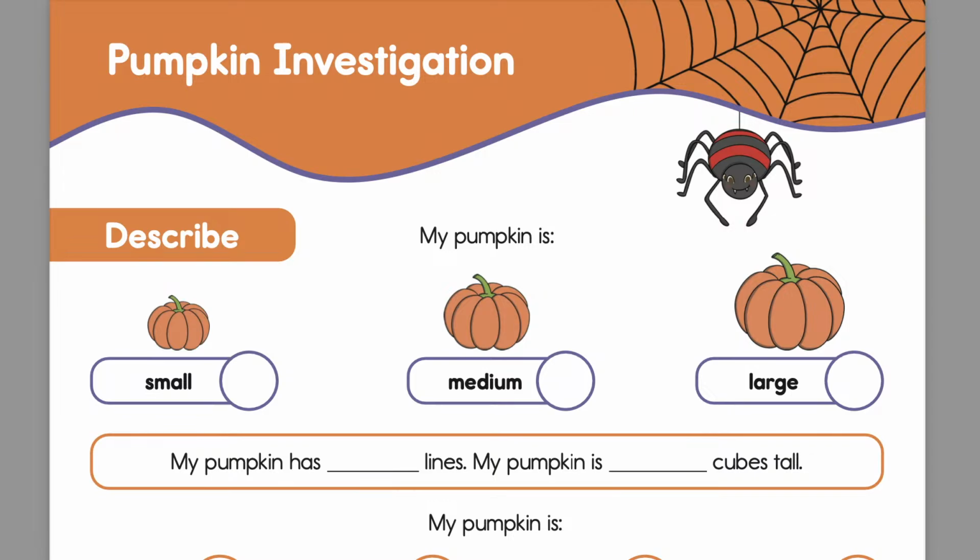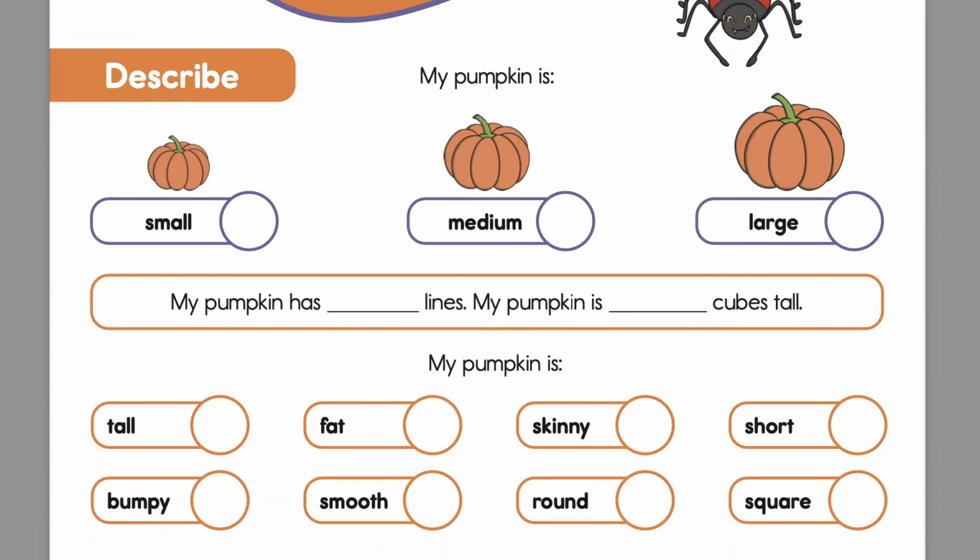My pumpkin is blank cubes tall. Cubes, where are we? Where am I? I'm waking up. When am I waking up from this dream? I don't even know. Inches. How about we use inches, right? Or you can use cubes, whatever you want to. How many inches tall is your pumpkin?